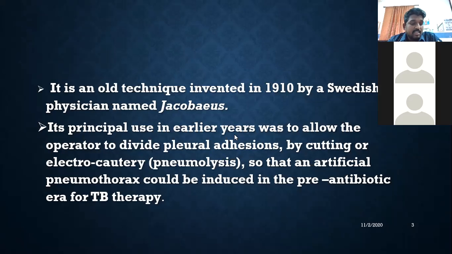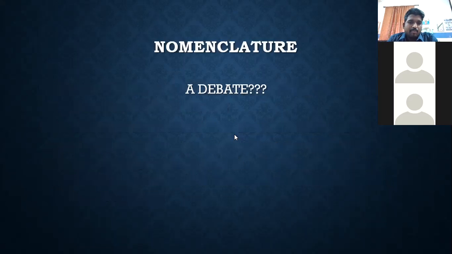You see, that was initially used mainly for therapeutic purpose, to remove the adhesions in olden days by cutting or electrocautery, which we call pneumolysis, so that an artificial pneumothorax could be induced in a pre-antibiotic era for TB therapy. You know that rifampicin and chemotherapy played a major role in the control of TB in India. But before that, there was one concept called collapse therapy. If a TB lesion is there, the concept is that you collapse the lung by putting air or some artificial substance outside the lung, outside the pleura, in the subcutaneous space, and also into the peritoneal space. You make the lung collapse. That was considered one of the therapies in olden days. In those days, they used thoracoscopy for that.